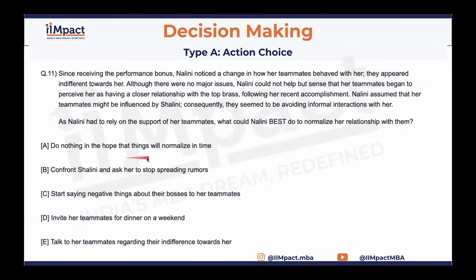Now, if you look at the options, all of the options are in an action format. Do nothing, confront Shalini, start saying negative things, invite teammates, talk to her teammates. All five of these are actions. So this is an action choice question. This is the most common type of question that you come across in XAT.